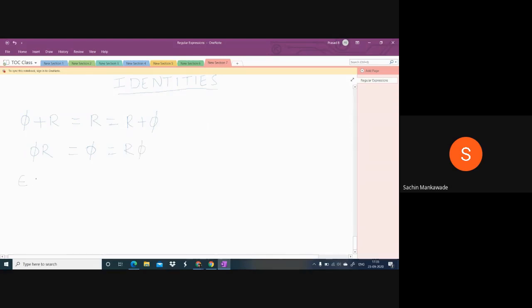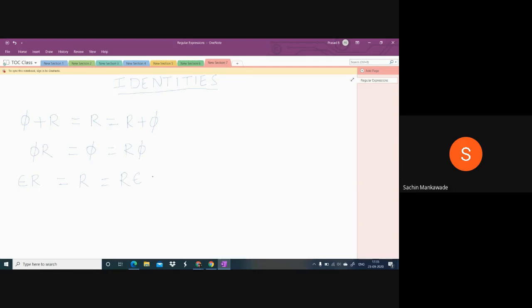Next, epsilon is equal to just like 1 into x or 1 into y, 1 into z is x, y, z, like that. Epsilon followed by r is r, the same as r followed by epsilon. So 1 into x is x, 1 into y is y, like that. But there is no simplification for 1 plus x. 1 plus x is 1 plus x only, or you can write x plus 1.